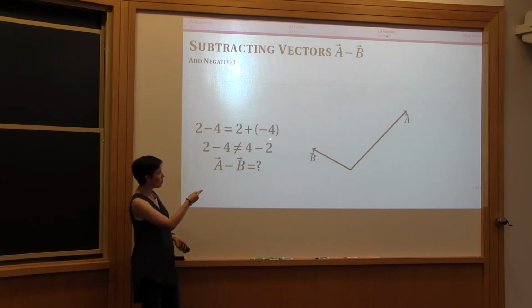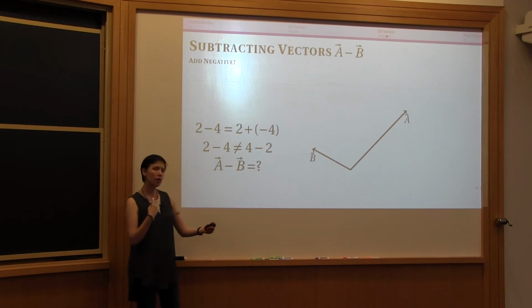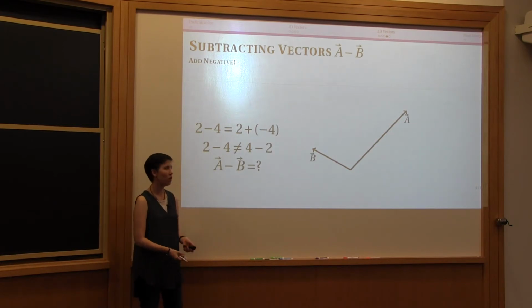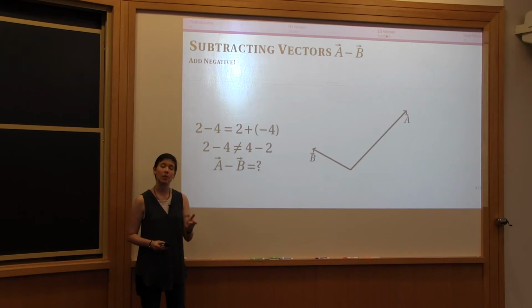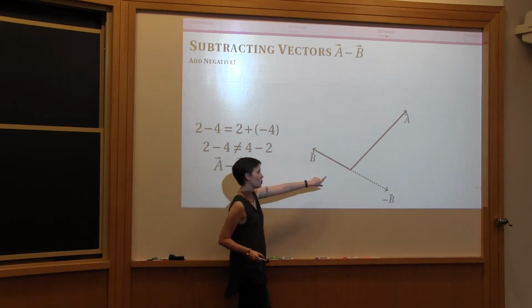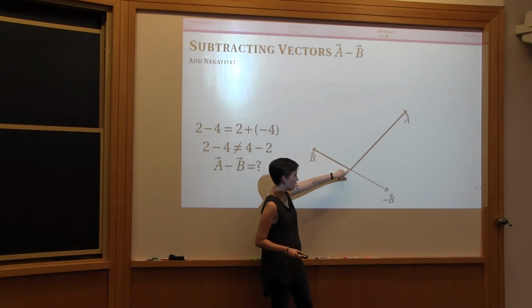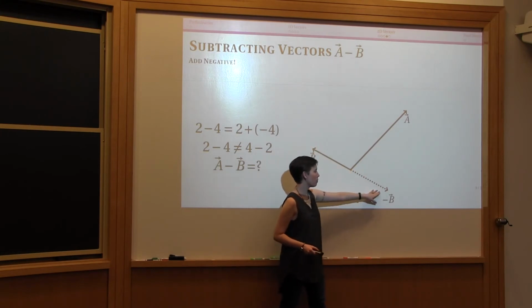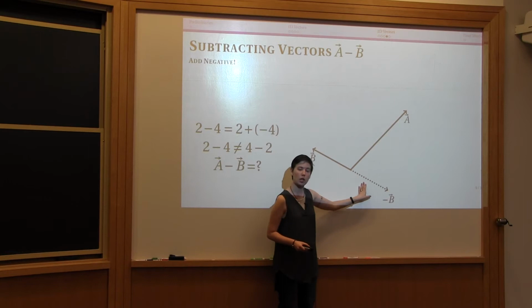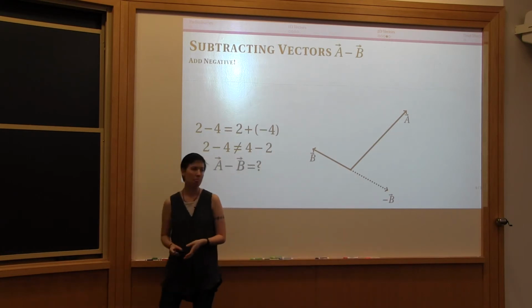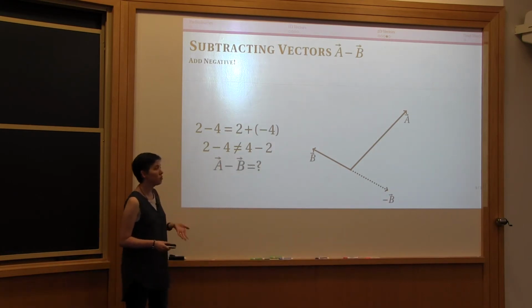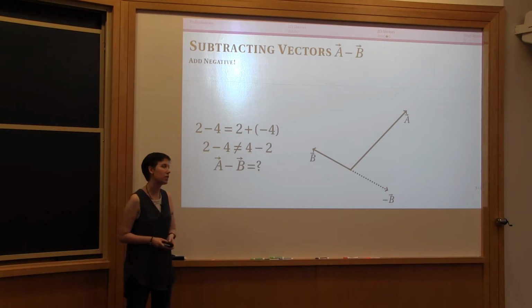So the first thing we're going to do is we're actually going to use this sort of a rule. We're going to create what the negative B vector is. The negative B vector has the same length, but is in the opposite direction. So if I started at the same point, it goes in the opposite direction by the same amount. So this new vector here in the dotted line, that's my negative B vector. Now, all I have to do is add my negative B vector to A, and that will give me the result.